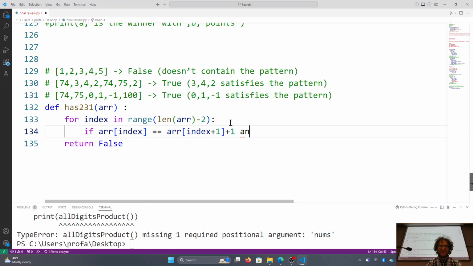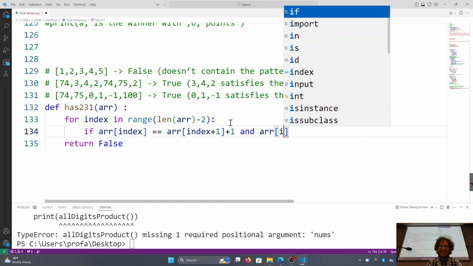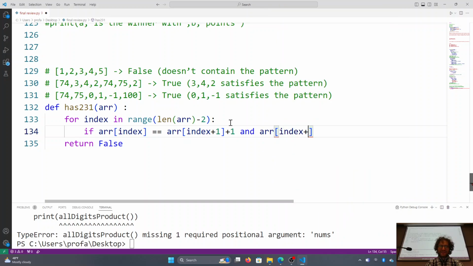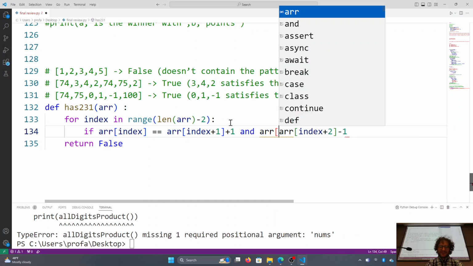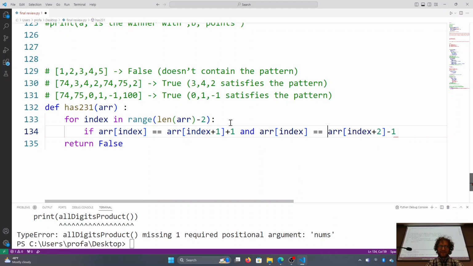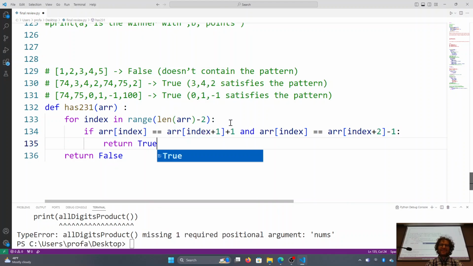and r index plus 2 minus 1 r index. There we go. Return true. And that looks absolutely horrific, right? That's terrible. Why does it look terrible? Well, it's because we have this plus 1 over here with a bracket in between it. It's just suddenly killing our readability.